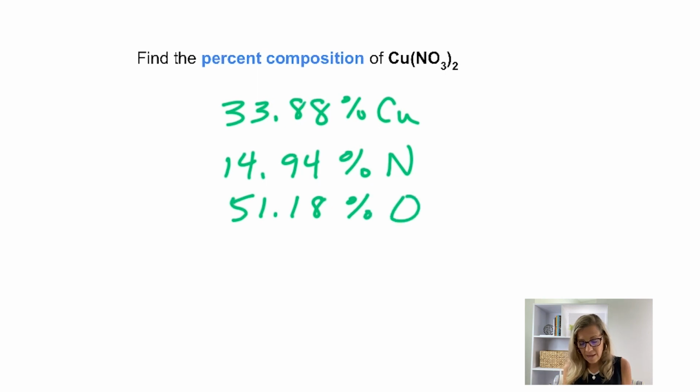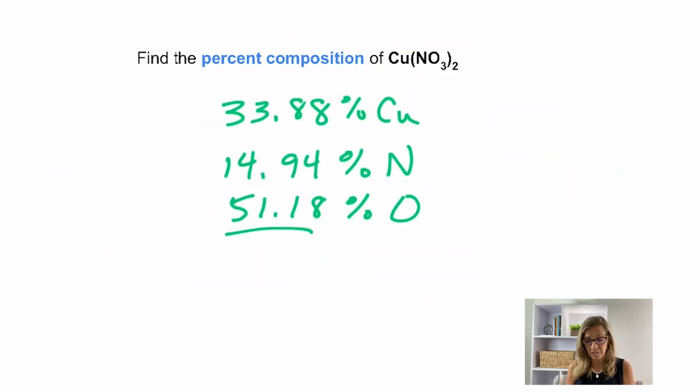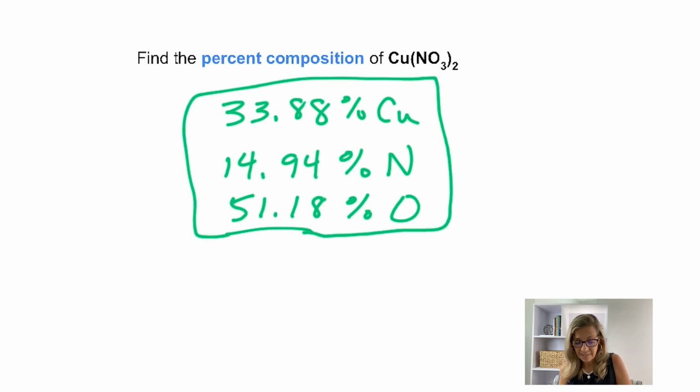Okay. And why did I hold on to 4 sig figs on my percentages? Well, back here in my calculations, I had 4 sig figs in those numbers, and so I wanted to hang on to that precision. So your answer for percent composition are those 3 numbers. Okay, so it's the percent of each element in that compound.